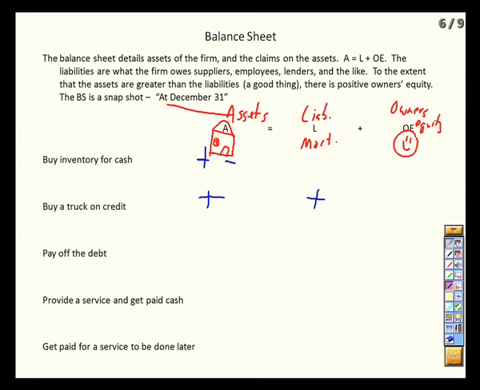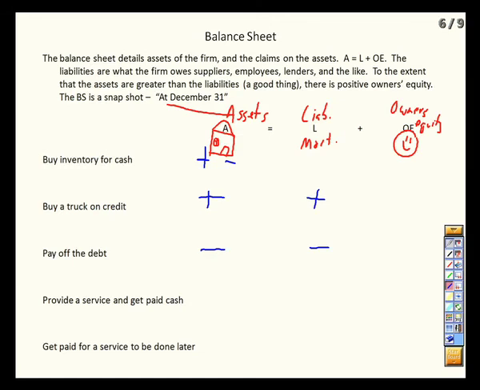Now, let's pay off the debt. What's happened? Well, we no longer owe the bank any money, right? So that liability that we've got sitting over here has to go away. But how did we make it go away? By writing a check and pulling the cash out of our bank account. And what is cash? Stuff, an asset. So our asset goes down as well, and the equation remains in balance.